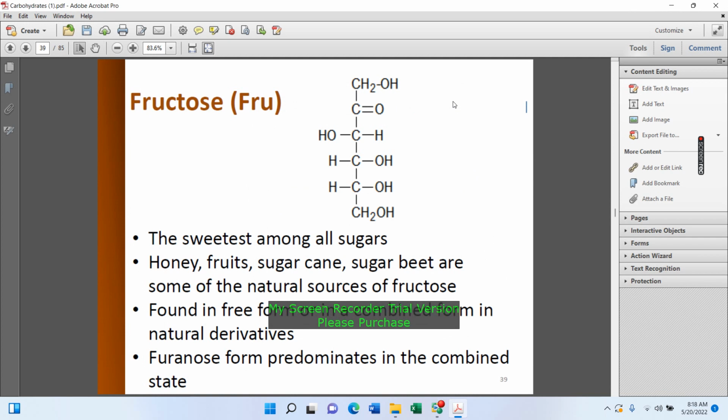Now we are going to talk about fructose. Fructose has a double bond with oxygen. The sweetest among all sugars. Honey, fruits, sugar cane, sugar beet are some of the natural sources of fructose, found in free form or in a combined form in natural derivatives. Furanose form predominates in the combined state.